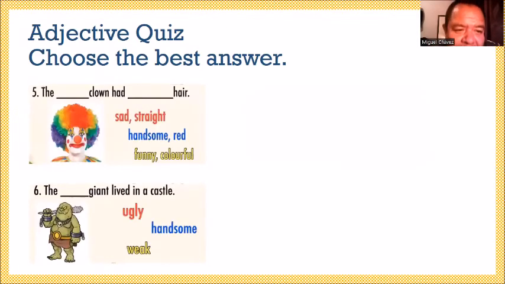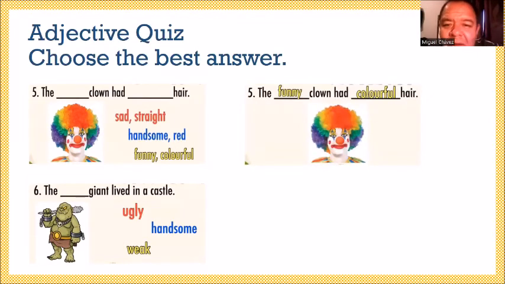Number 5, please. Remember, take into account the picture. The picture is important to choose the best alternative. Number 5. Yes, teacher. The funny clown had colorful hair. Yes, you're right. Okay. The funny clown had colorful hair. Yes. Number 6, please, about the giant.